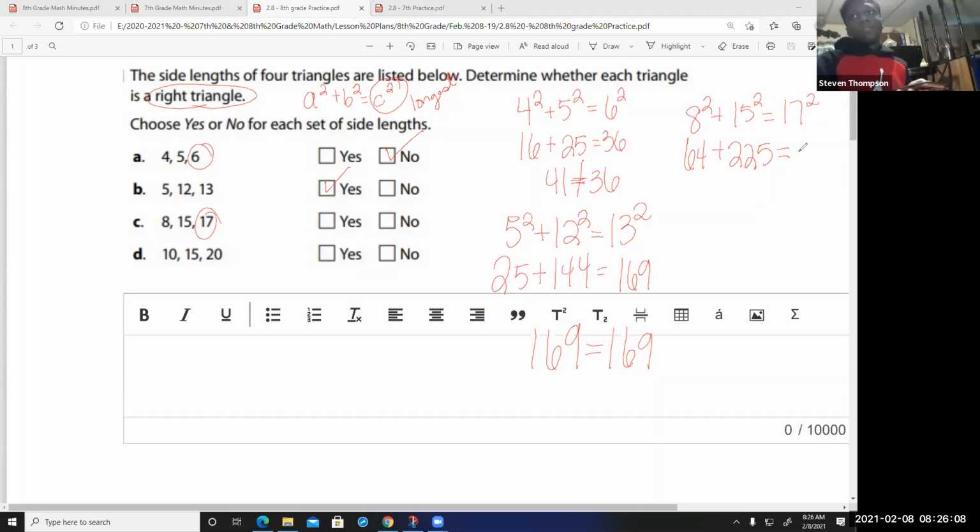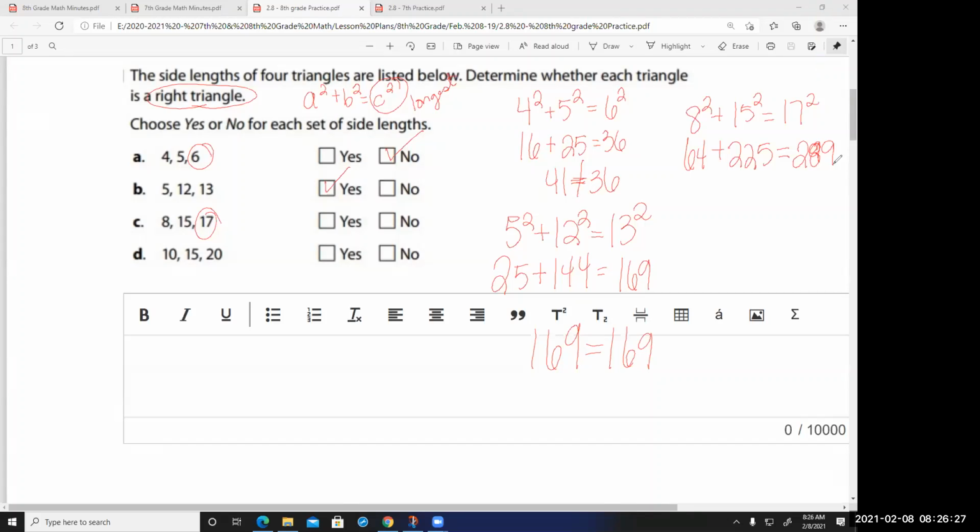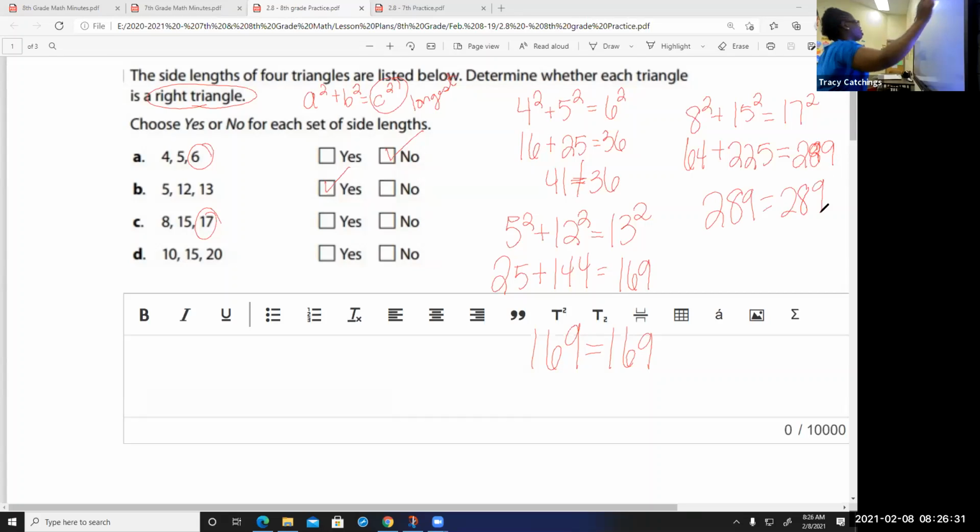289. I mean 225. 289. Two of you talking at once. What you got? 289. All right, that was the same value we started with, so that would make a right triangle as well.